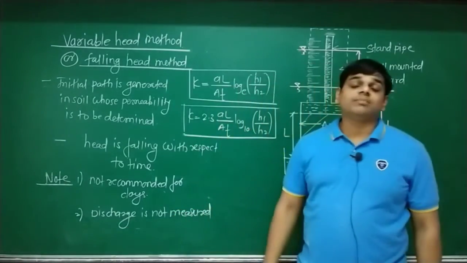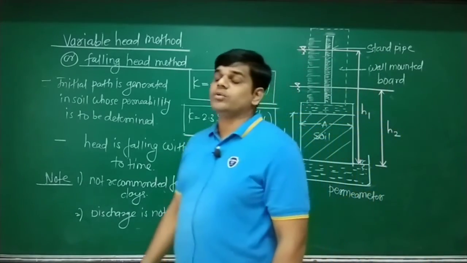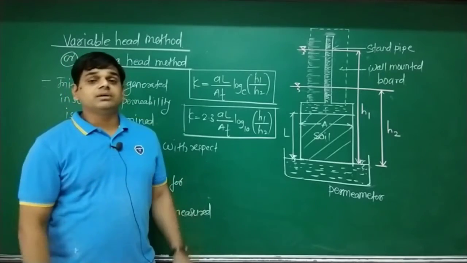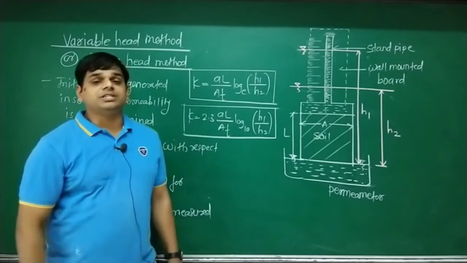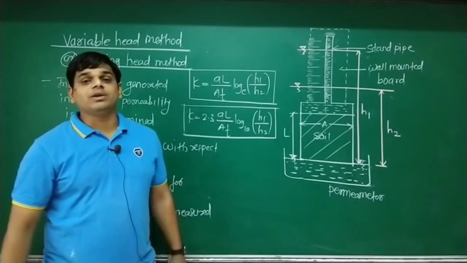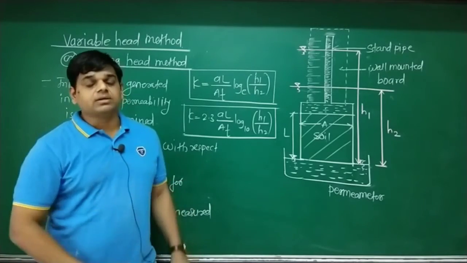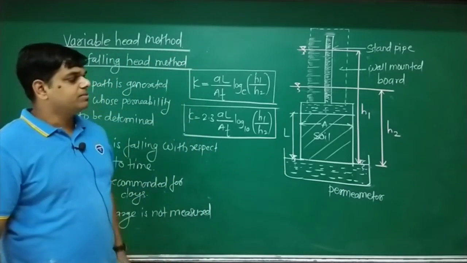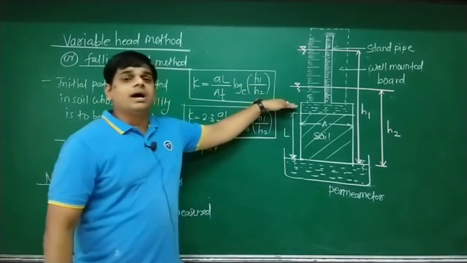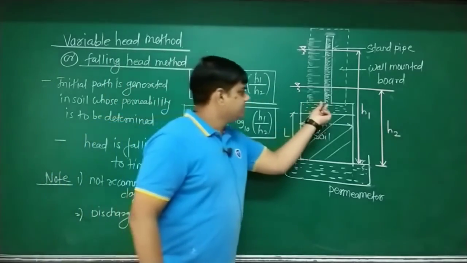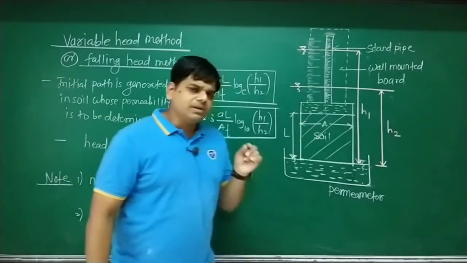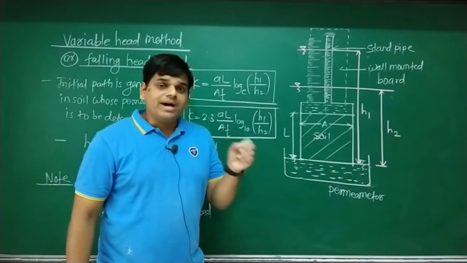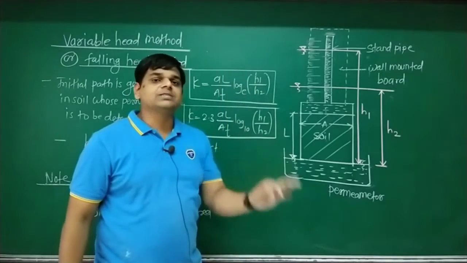And discharge is not measured. During this test we are not going to measure any sort of discharge to find out the permeability. In the previous method, constant head, discharge is essential; without discharge we cannot find the value of permeability. But in this method there is no need to measure discharge. Now let's concentrate on the equipment and its procedure. At the top there is a slender pipe whose diameter is very small, 1 centimeter, 2 centimeter, 2.5 centimeter, like this. A very small glass pipe is there.